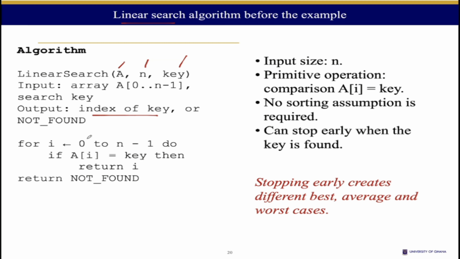So if we run our loop, i starts from 0 and goes up to n minus 1. Then we check if A[i] is equal to the key. If equal, then we return i. That's the index. Remember? So this is a typical linear search on an array.